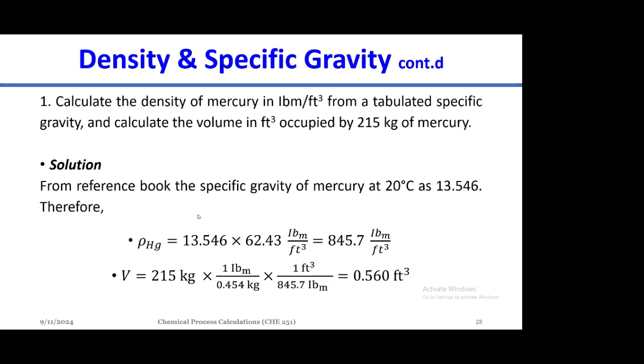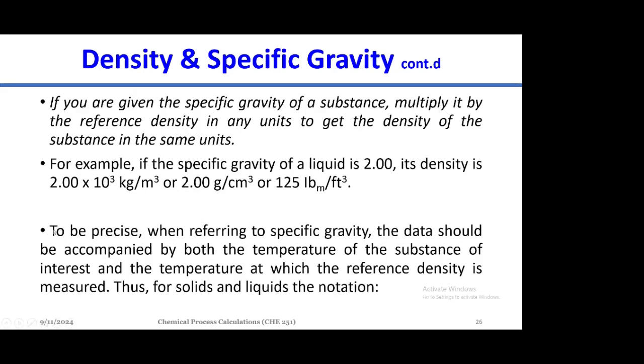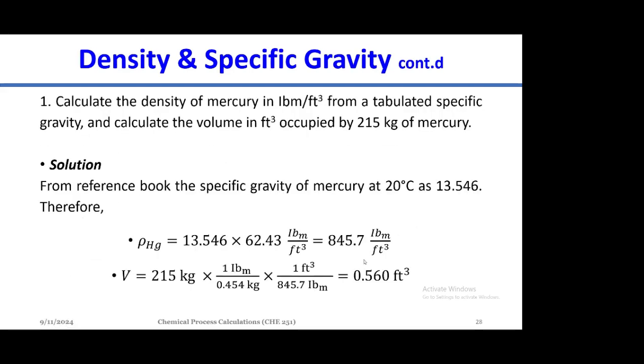No. The reference book, if you have gone to the reference book, they give the specific gravity based on temperature and pressure. I think I didn't talk about that one. You see, to be precise, when referring to specific gravity, the data should be accompanied by both the temperature of the substance of interest and the temperature at which the reference density is measured. So when you write, where is it? I'm sure from the reference book, they gave the data at this particular temperature.